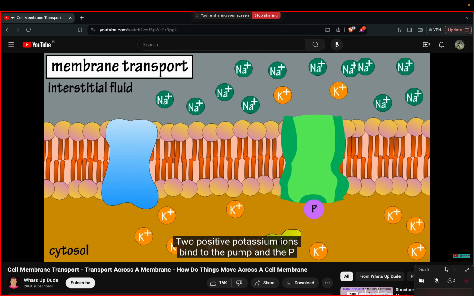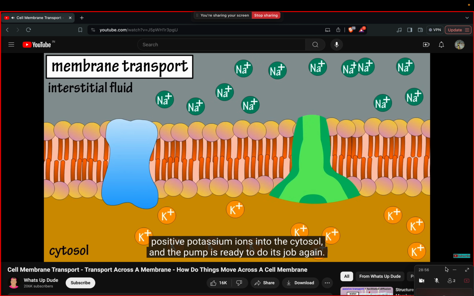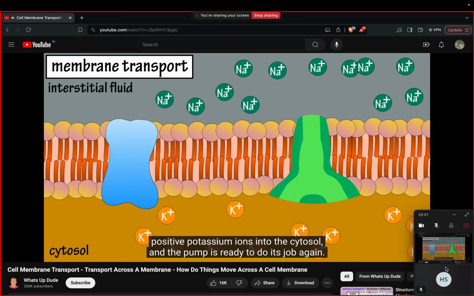2 positive potassium ions bind to the pump, and the P produced by the ATP is released into the cytosol of the cell. The transport protein, or pump, reverts back to its original shape, releasing the positive potassium ions into the cytosol, and the pump is ready to do its job again.